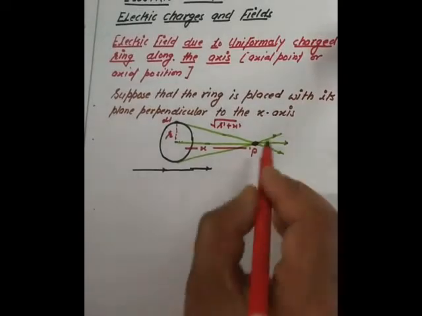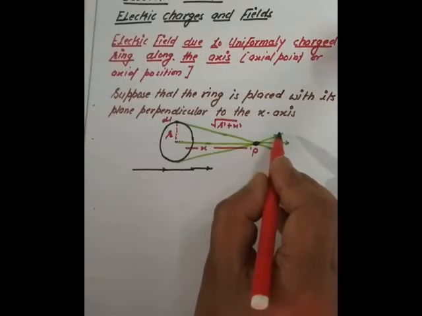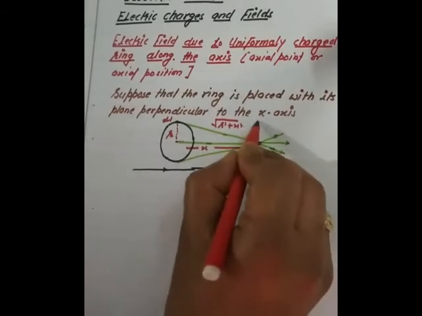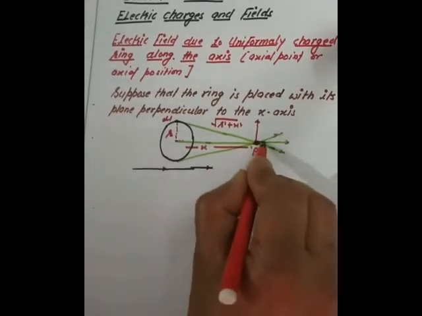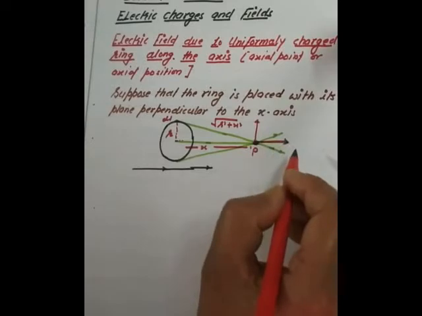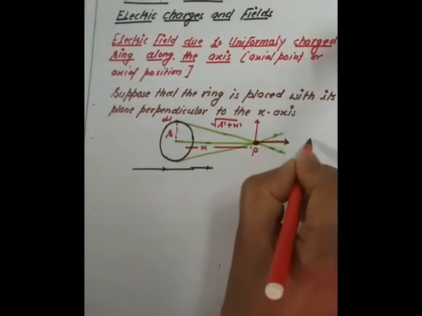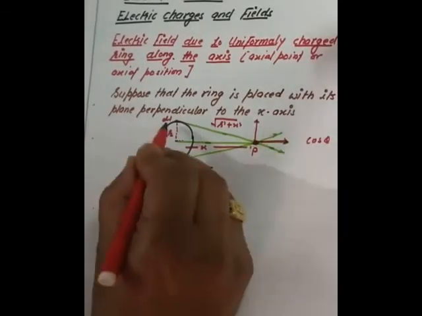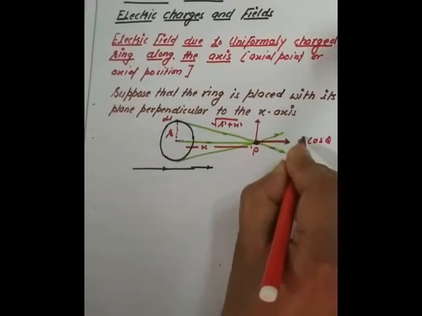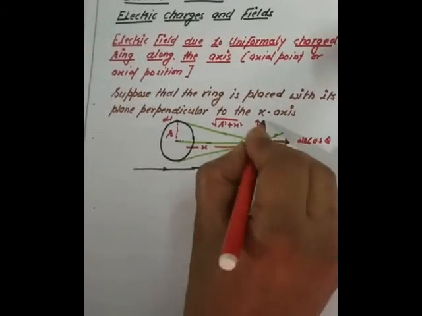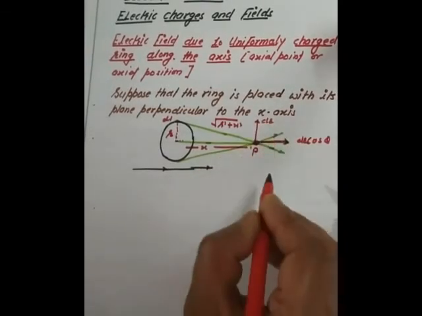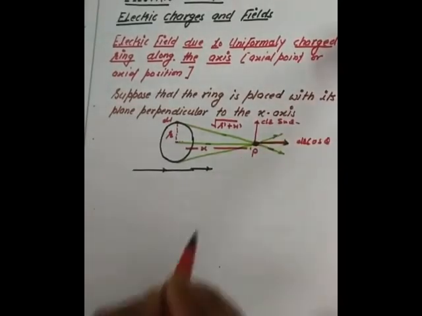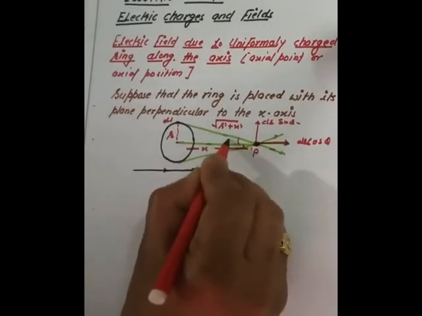Then this electric field has two components, this component and that component. This is cos theta. So for the dl length, the small electric field will be dE, and here again dE. This is known as sin theta. These are the theta angles.